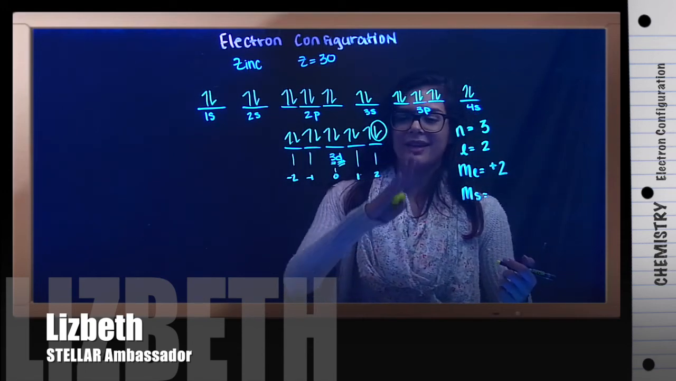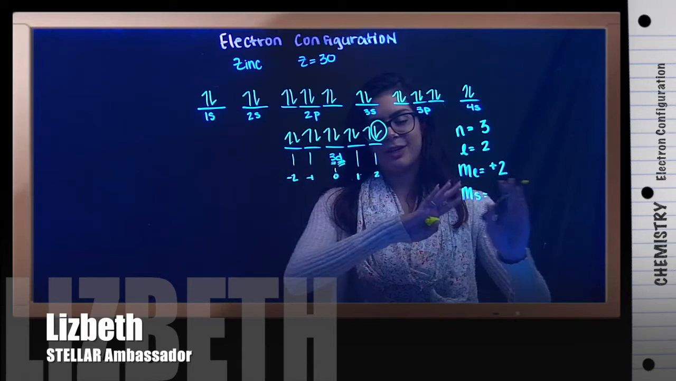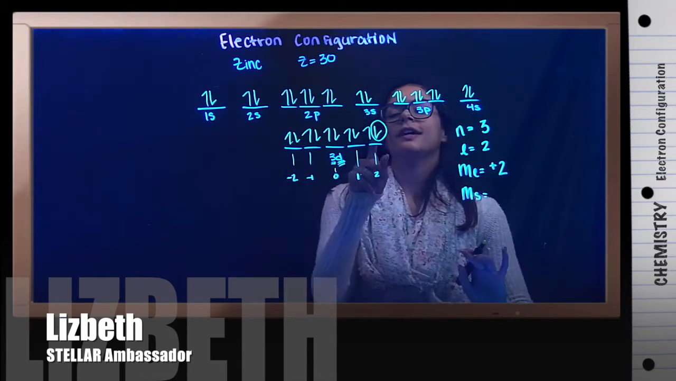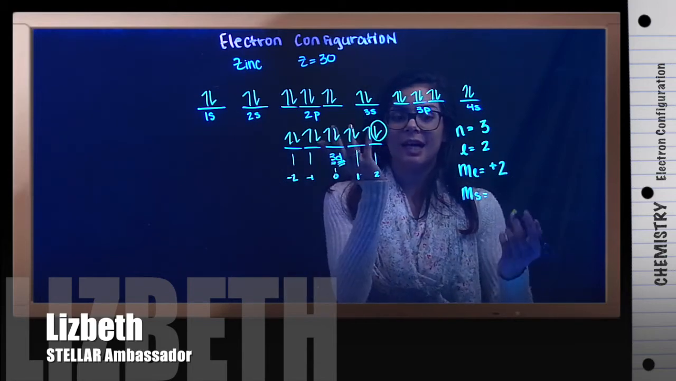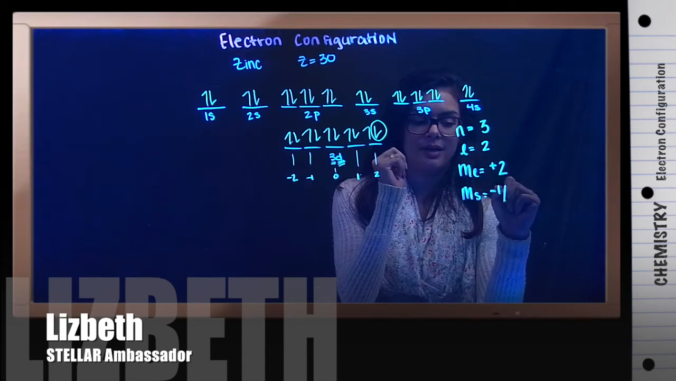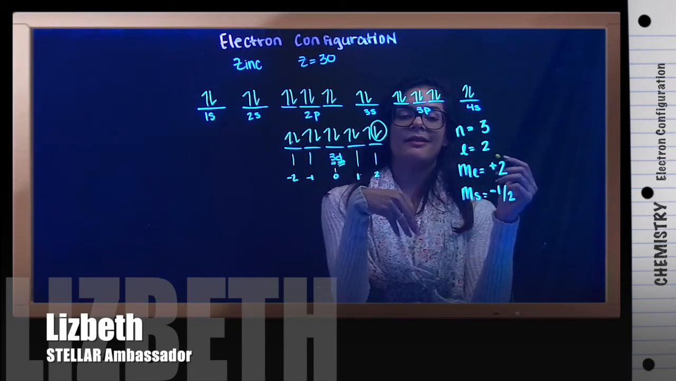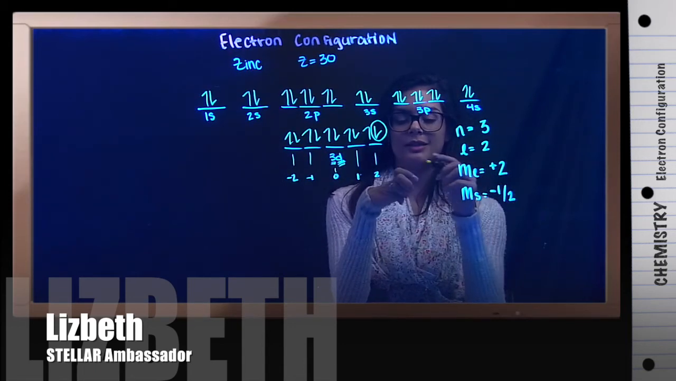When I found out that I could just do this and find my M sub L value, my mind was blown. And notice that my arrow is pointing down, so that means it's going to be -1/2. So that's how I found my 4 quantum numbers.